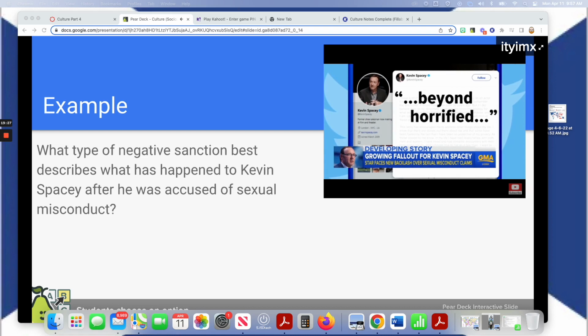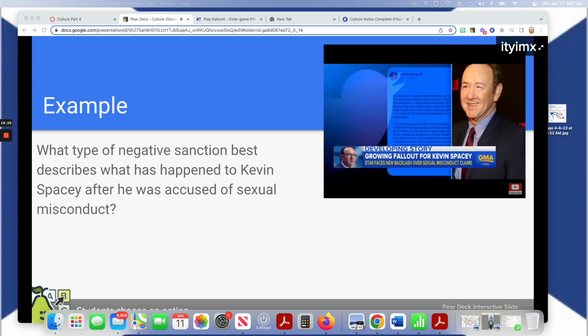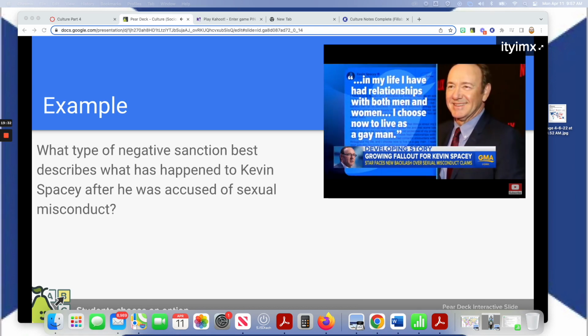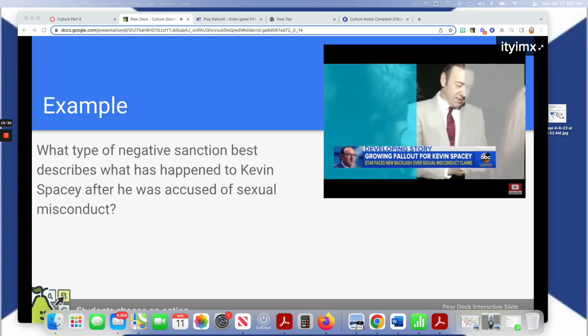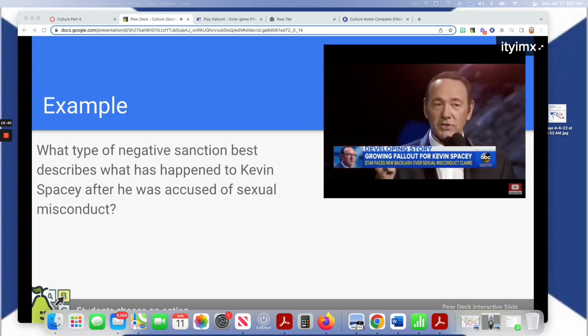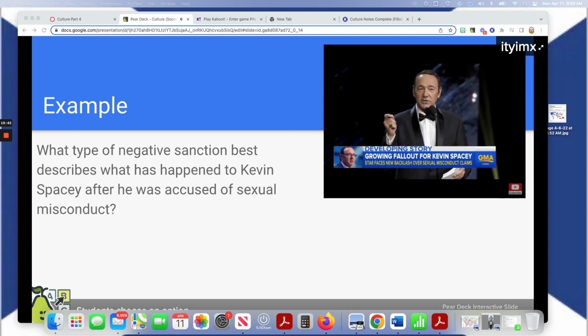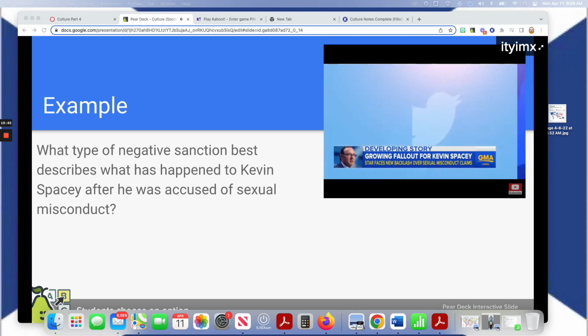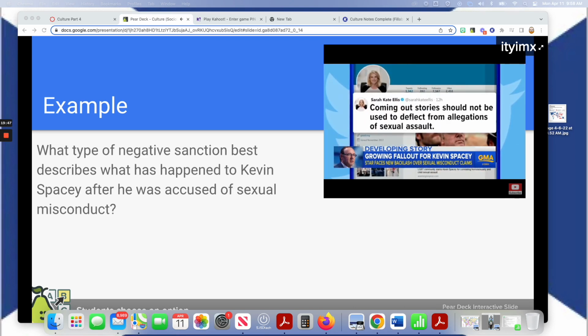same apology to open up about his sexual orientation, writing, "In my life, I have had relationships with both men and women. I choose now to live as a gay man." That statement drew fire, with many saying addressing his sexuality was a tactic to distance himself from the allegations of abuse of a minor. GLAAD's president sent this tweet, writing, "Coming out stories should not be used to deflect from allegations of sexual assault."